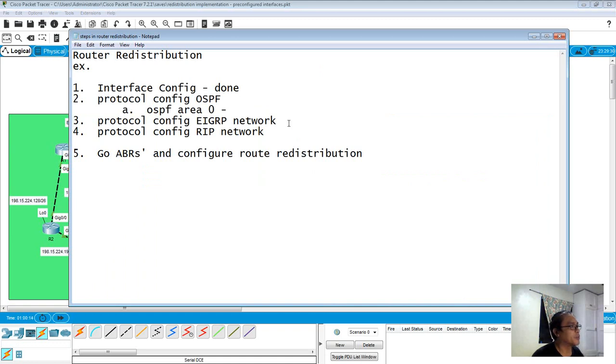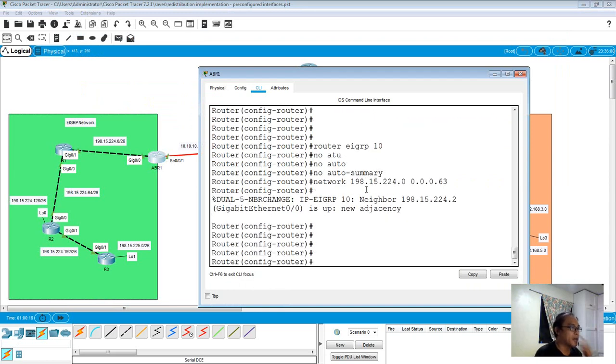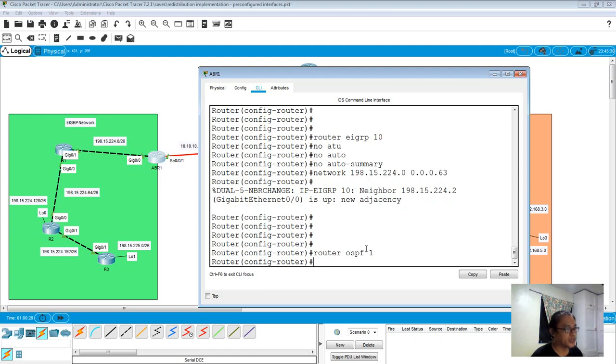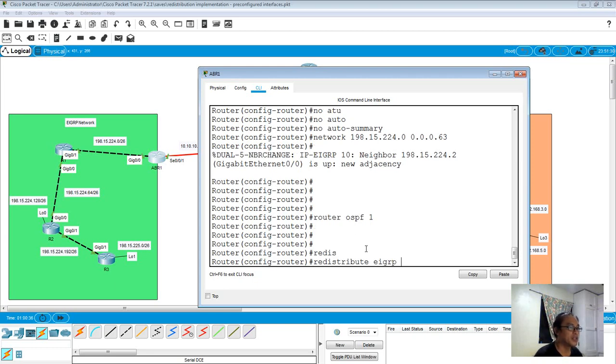So we have finished the protocols, they are done. Now you go to the ABR and configure the route redistribution. Since you are inside your EIGRP router, you are going to incorporate OSPF inside the EIGRP. So if you are in router ospf 1, you incorporate the EIGRP here. Let's try first router ospf 1. We incorporate EIGRP here with the command redistribute eigrp 10.